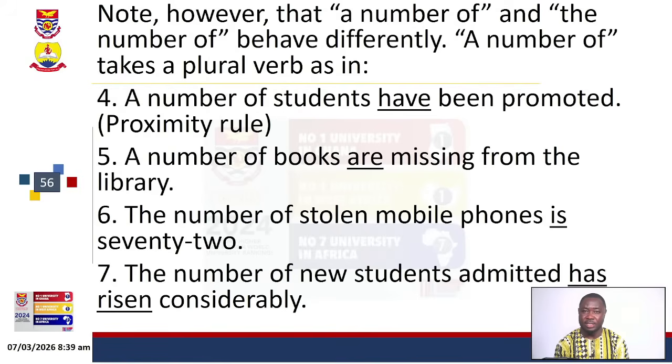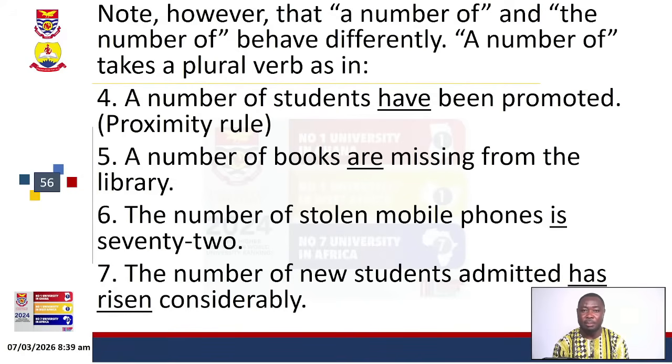A number of us have not registered yet. A number of inmates have been released. A number of books are missing from my shelf. However, when you have the number of, the rule changes. The number of goes with singular verbs. Please don't forget, you cannot have your own rule between these two. When you use a number of, it goes with a plural verb. But when you use the number of, it must go with a singular verb.